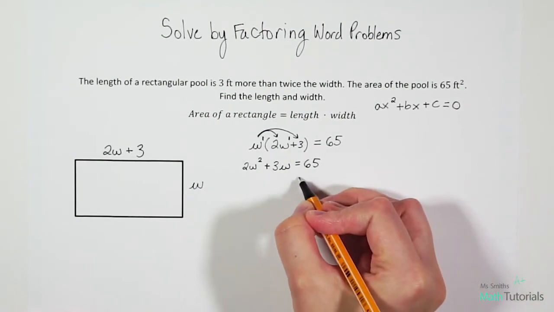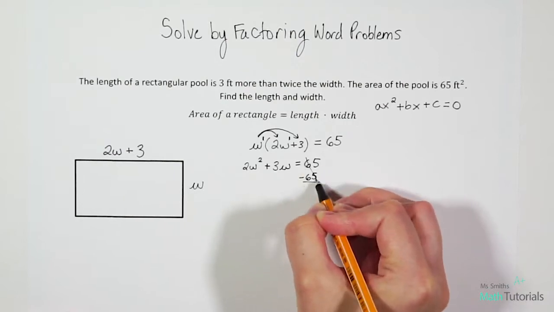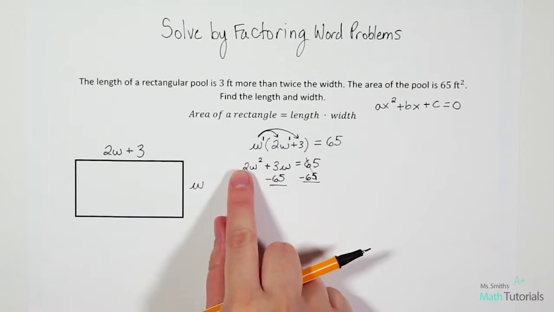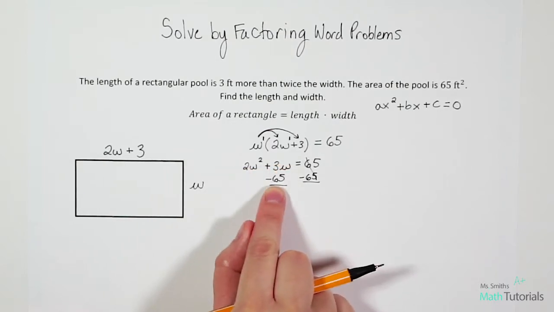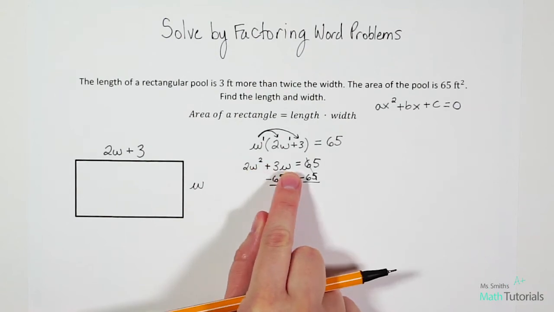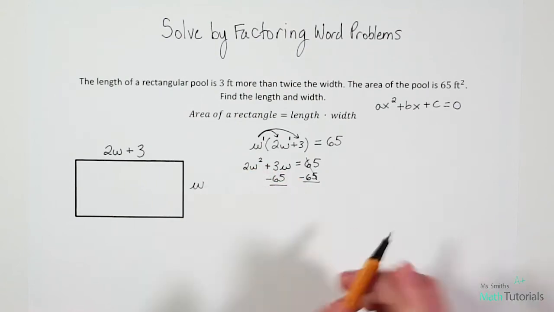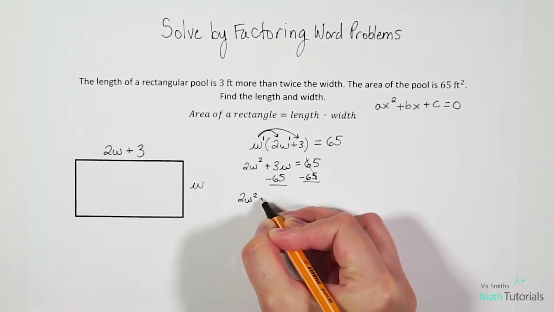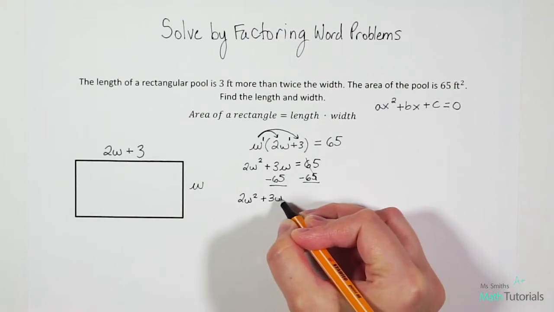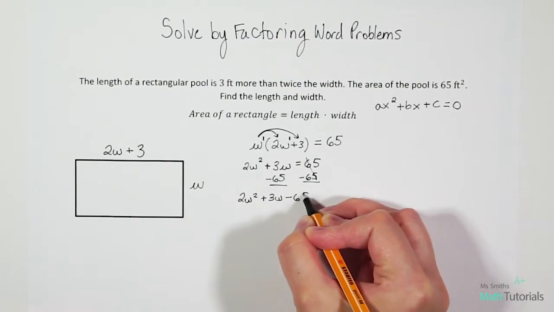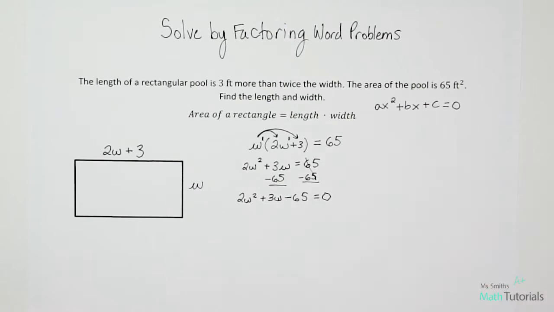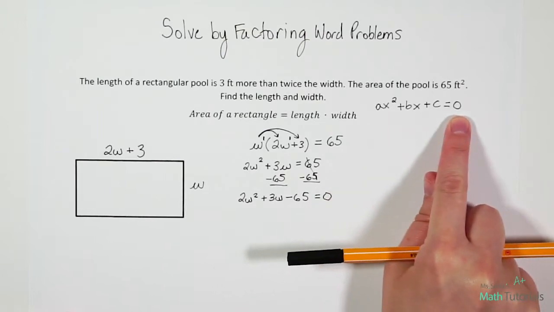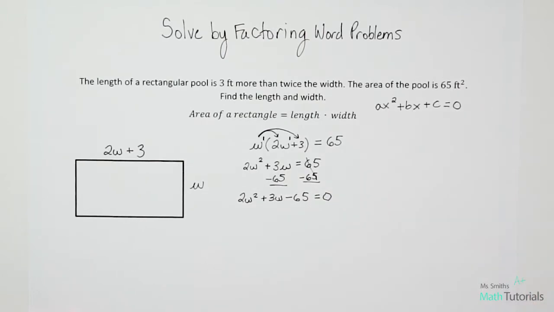In order to do that, we're going to subtract 65 from both sides. Now I can't combine that 65 with either of those terms. None of these are like terms. We've got a W squared, a W, and a constant. So we can't combine any of them together. But what we can do is just rewrite it. So 2W squared plus 3W minus 65 equals 0. Now we have a quadratic equation that is in standard form. So now we can move ahead with factoring.